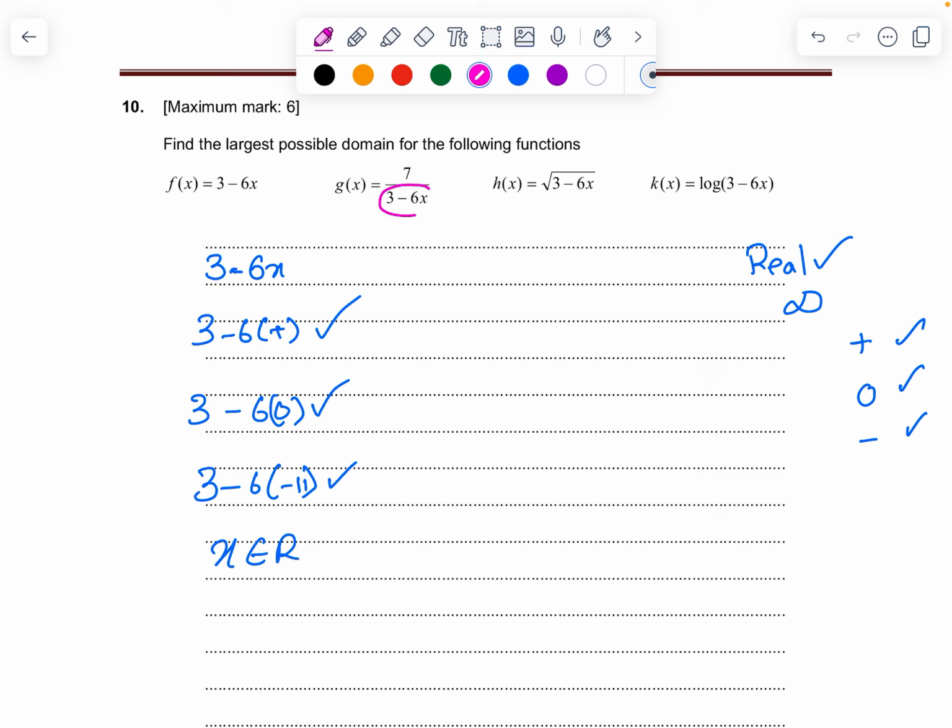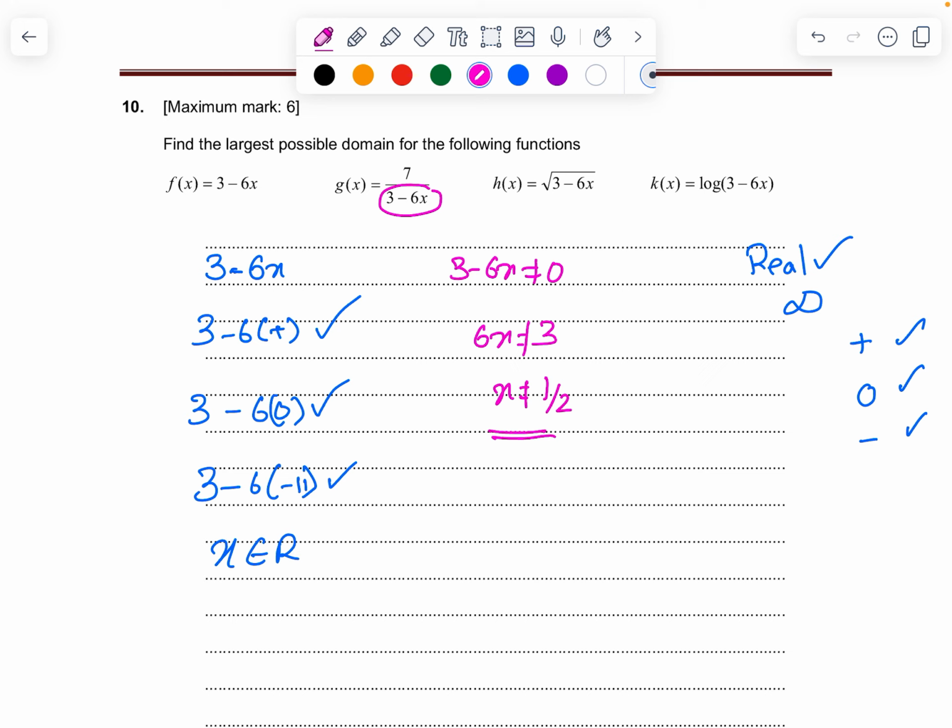Now for these kinds of cases, the denominator should not be equal to 0. If the denominator equals 0, then it will become infinity. So x is not equal to 1 upon 2. If x equals 1 upon 2, it becomes infinity. So that's going to be the domain. X is not equal to 1 upon 2.